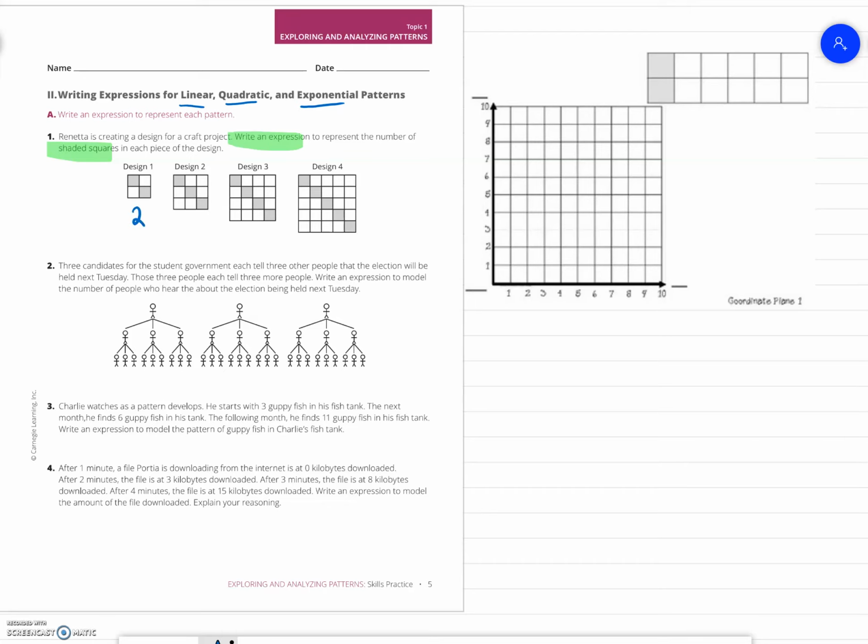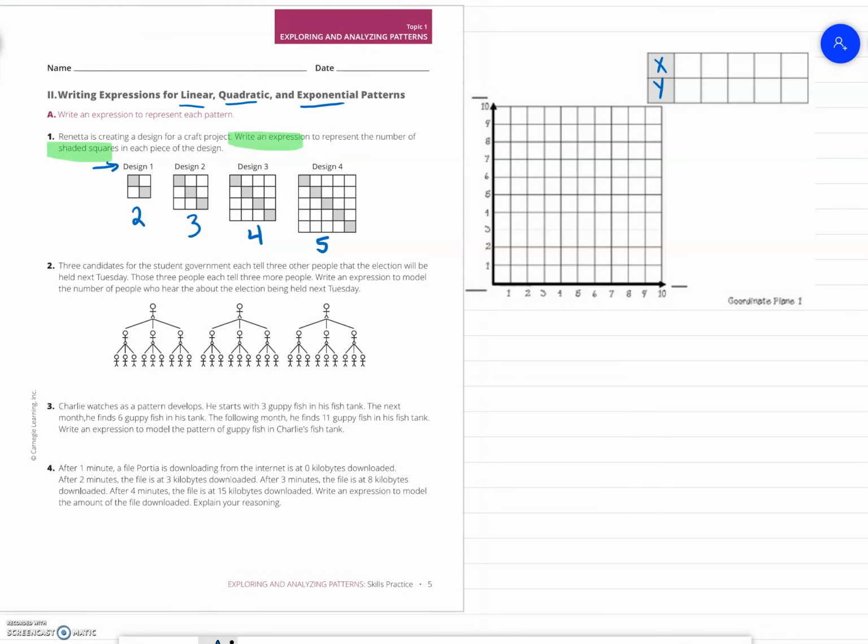Design 1 has 2 shaded squares. Design 2 has 3. Design 3 has 4 shaded squares. And Design 4 has 5 shaded squares. Now this one's pretty basic. You can probably see what the pattern is so far. But let's go ahead and fill out our XY chart. And I would recommend doing this for all of your problems.